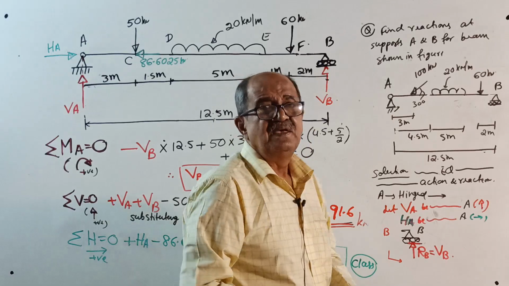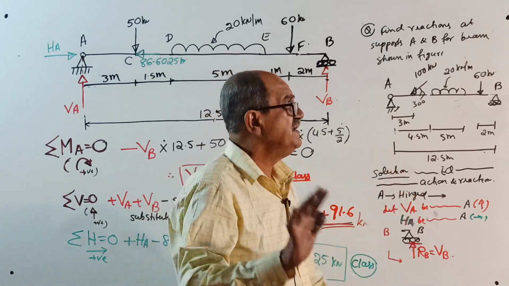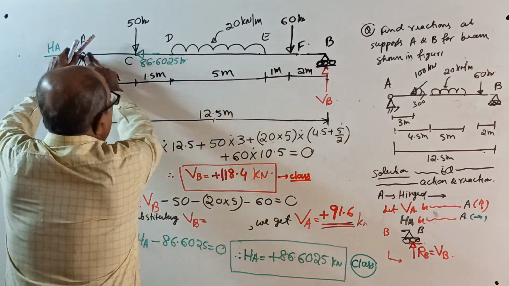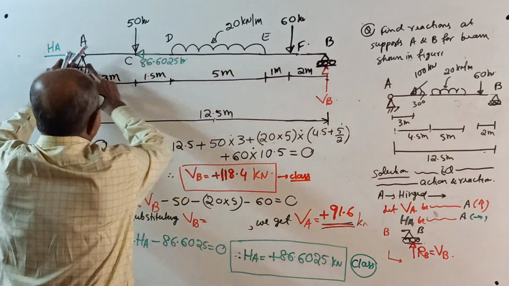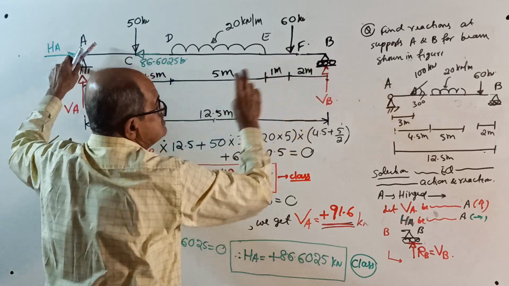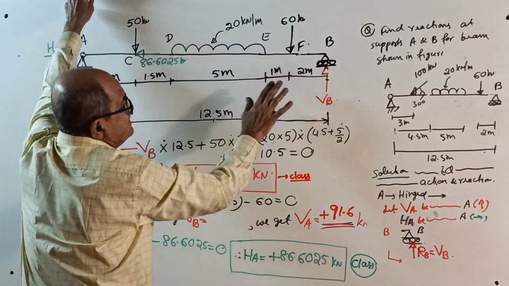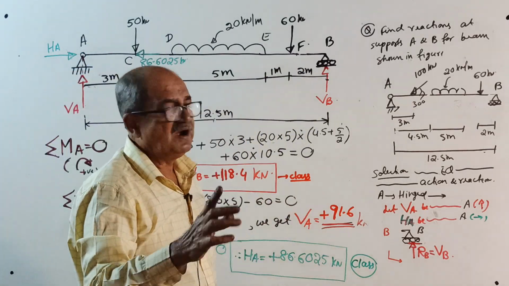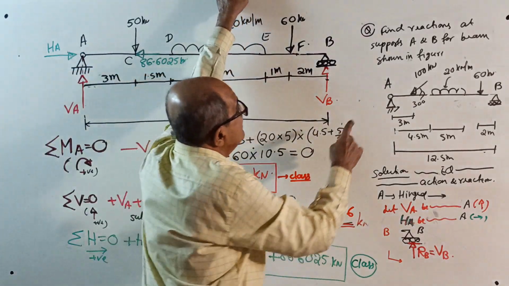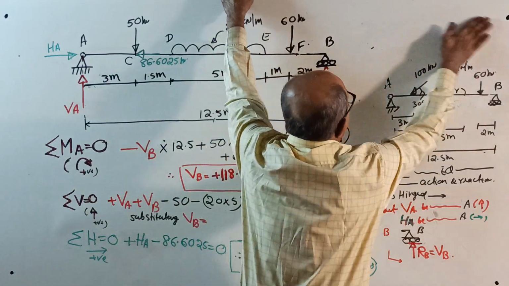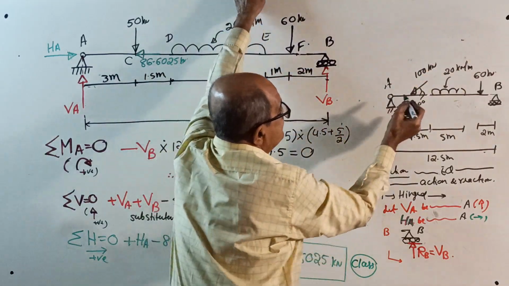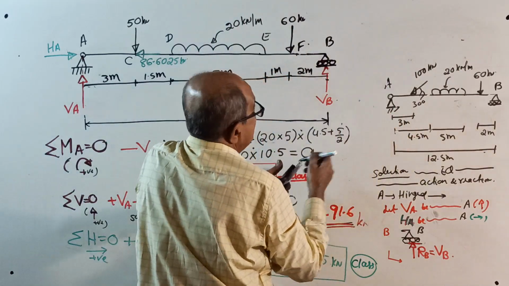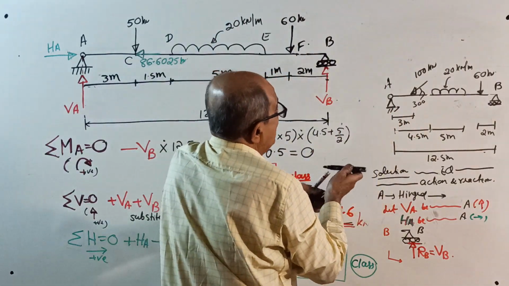Now, sketch the beam neatly once again. See here, A, B. Mark both the supports. Mark all the action. One thing forgotten now. Before you go further, one thing forgotten. Before that, at this point, I will call C. A, B over. I will call the point as C.